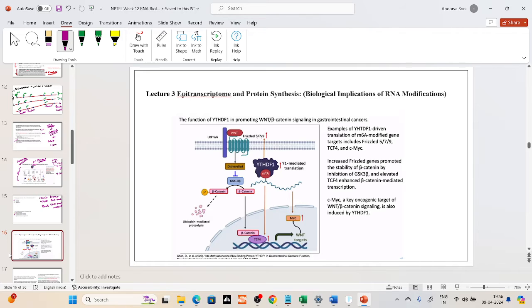So here we have just studied that one very well-known biological implication of this RNA modification is cancer. You can see here they have explained it with the help of this Wnt pathway. So first I'll try to briefly explain this Wnt pathway to you.